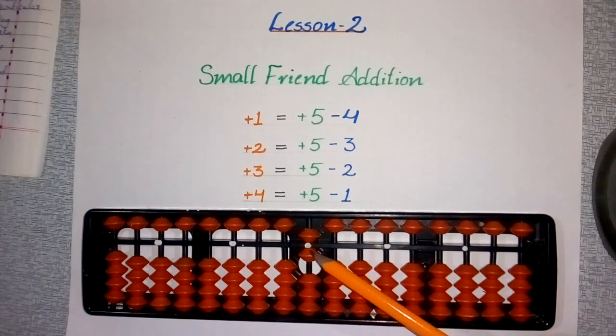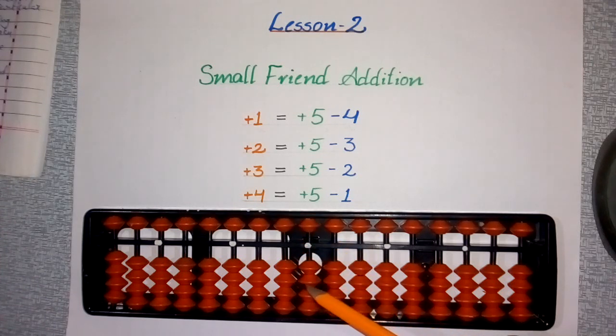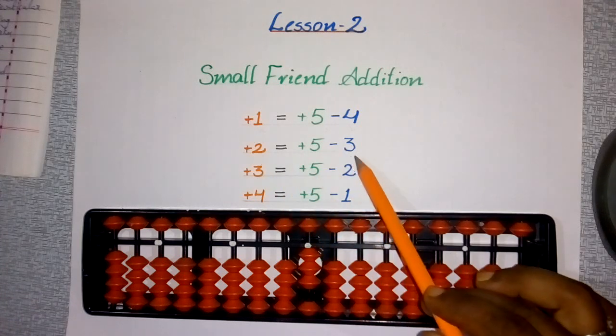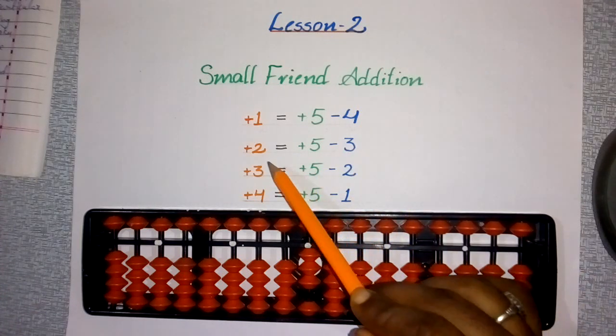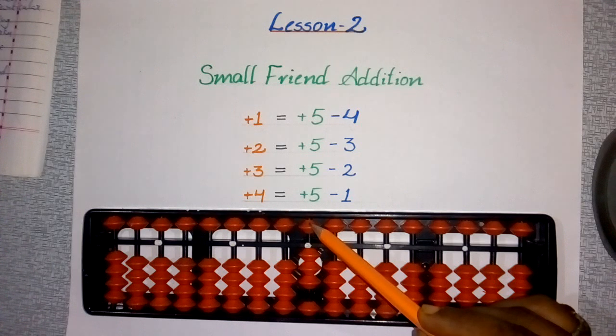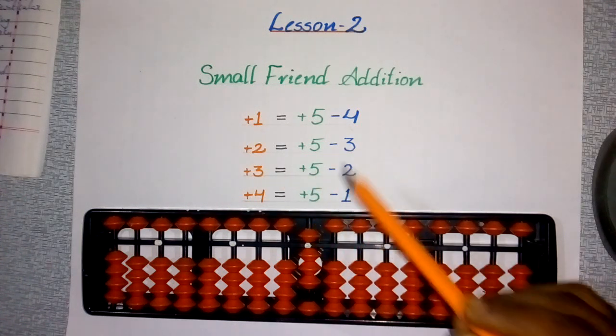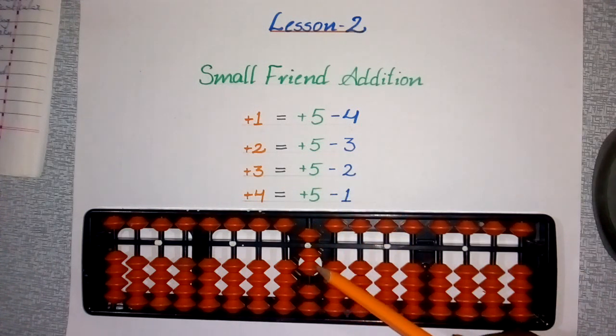Okay. Similarly, I have the number 3 with me. 1, 2 and 3. And I am supposed to add 2 to this, but I do not have enough beads available with me. So I add plus 5 and subtract the small friend of 2, which is 3. That means here I have to take plus 5, and I have to subtract minus 3. That means 1, 2 and 3. Then what is the answer? Plus 5. Okay. Let us revise with some examples.